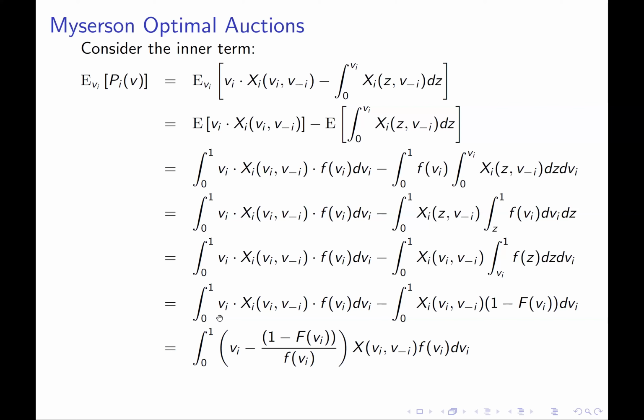It's just the integral of vi. Note that when we multiply that by the allocation rule x and the probability density function f of vi, we get exactly the expression that we're integrating on the left, minus 1 minus capital F of vi, the term from the right, divided by little f of vi, which is going to cancel out here. So all that's happened in going from the previous line to the next line is I've combined terms.